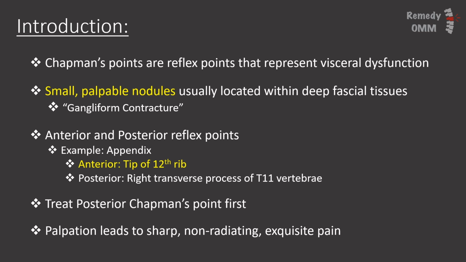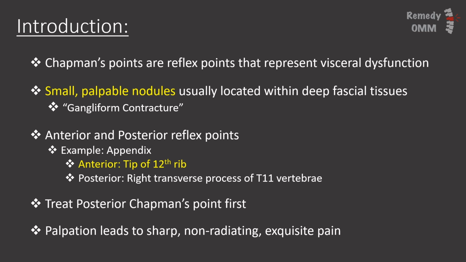Knowing that description of a small, palpable nodule is high yield, as questions will ask you what tissue texture changes one would expect. You may also find them described as gangliform contractures. Chapman's points can be found both anteriorly and posteriorly. For example, the anterior Chapman's point for the appendix is found on the tip of the 12th rib, while the posterior Chapman's point for the appendix is located at the right transverse process of T11.